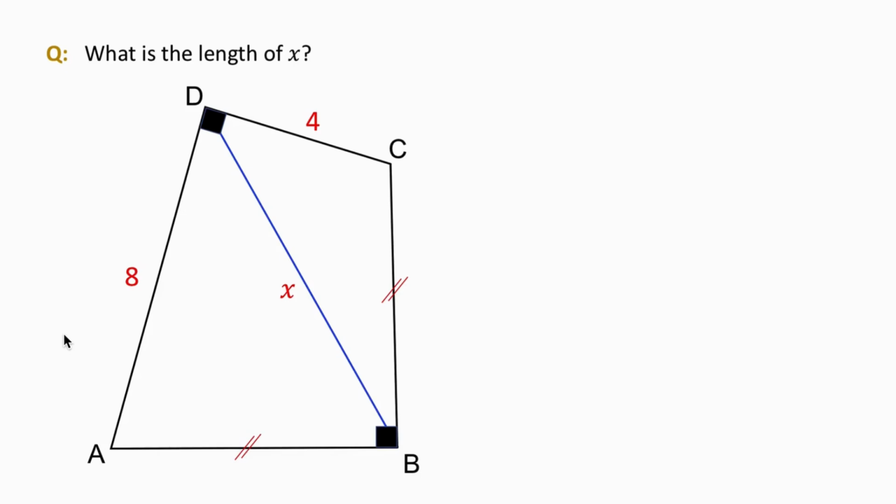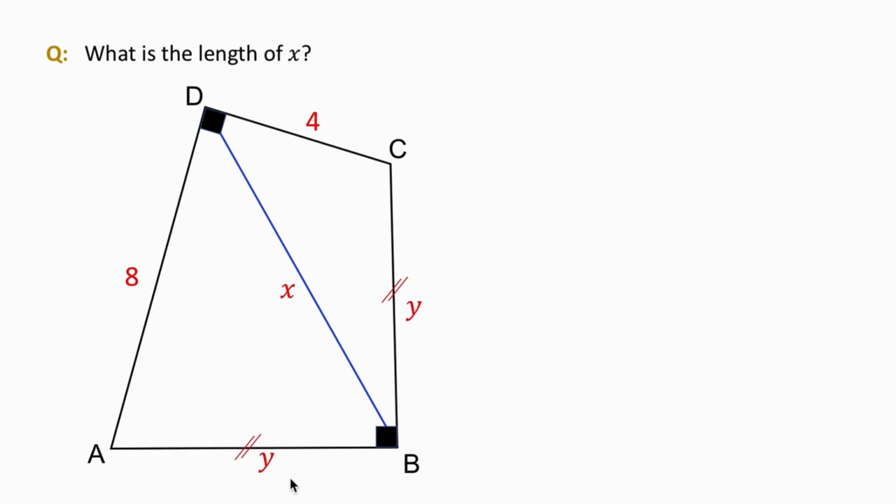Hello everyone. Here is a geometry problem that looks simple at first, but has a nice twist. Before we start, take a moment to study this figure and see if you can find the length of x on your own. In this quadrilateral, AB and BC have the same length. AD is 8 and DC is 4.